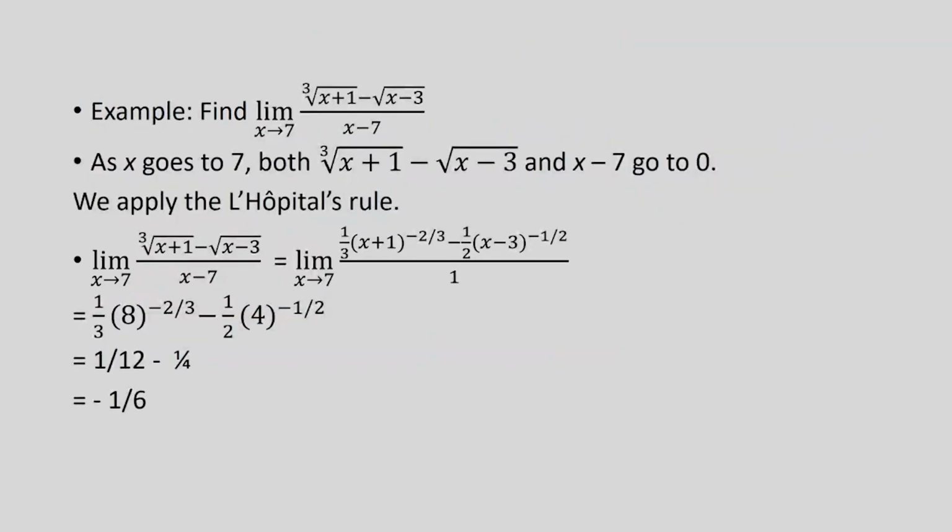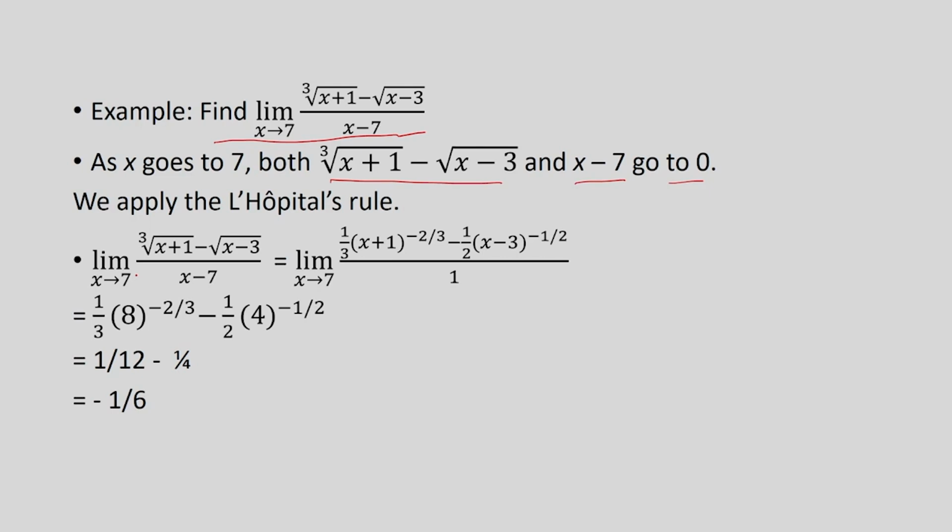So, here are certain examples. Suppose we have to find the limit as x goes to 7 of a quotient, which is the cube root of x plus 1 minus the square root of x minus 3, divided by x minus 7. Now, as you take the limit, that is x going to 7, both the numerator and the denominator go to 0. So, it becomes 0 by 0 form.